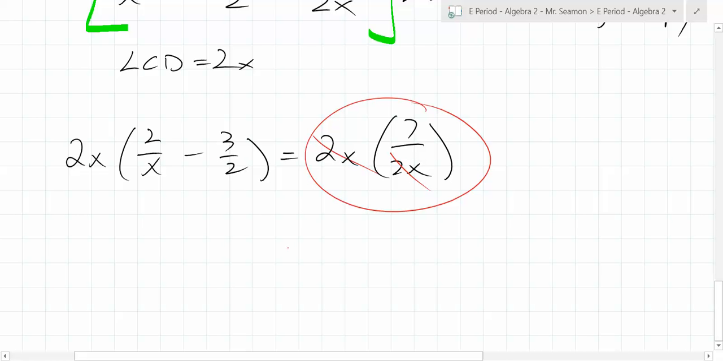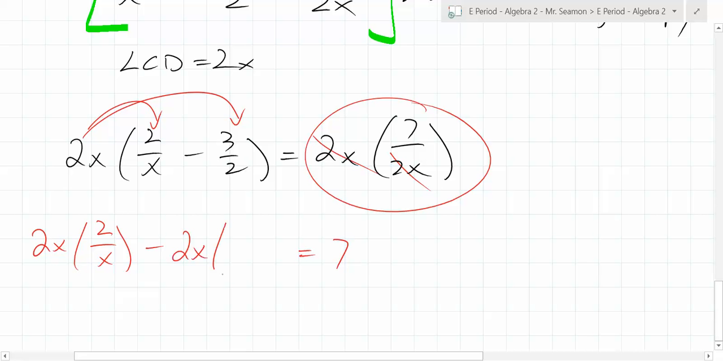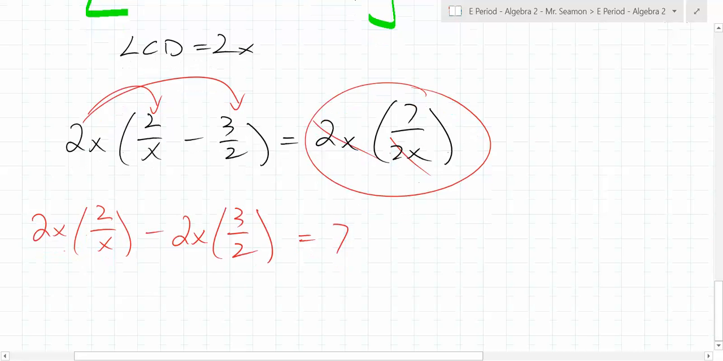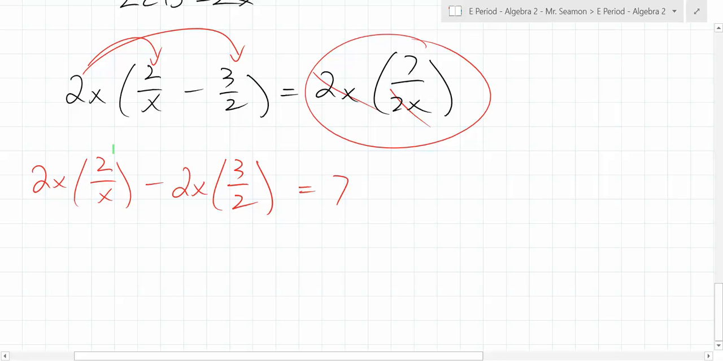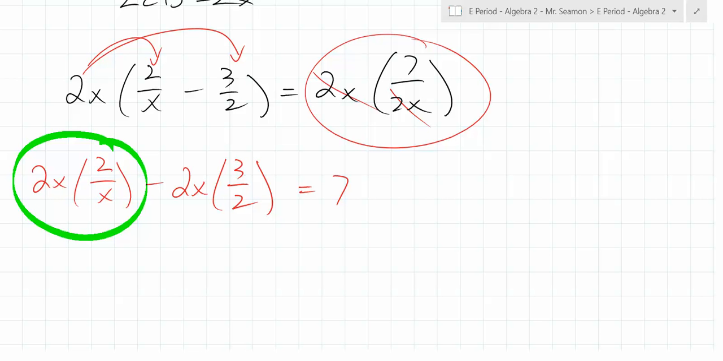Exactly, this goes away, and what are you left with? Oh, that makes you feel a little happier, right? On the other side, what do you have to do here? What is this called? We have to distribute. So that's going to be 2x times 2 over x minus 2x times 3 over 2. What's nice here? What cancels here, Milo? Just the x's, and you're left with 2 times 2. 2 times 2 is 4, because it's over 1, remember?